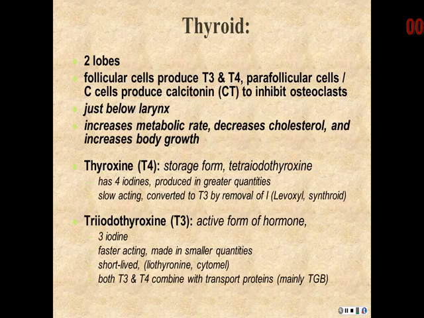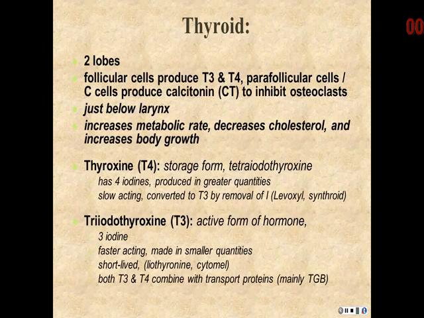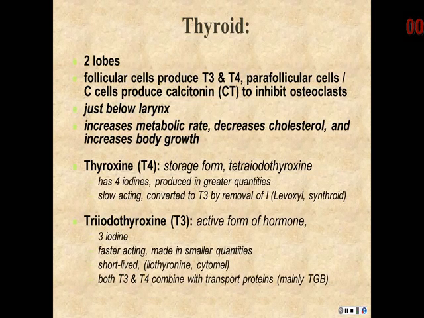The thyroid gland sits just below the larynx. There are two types of cells, the follicular cells which produce T3 and T4, and the parafollicular cells or C cells that produce calcitonin to inhibit the osteoclasts. It is involved with increasing the metabolic rate, decreasing cholesterol levels, and increasing body growth, especially lean body growth.